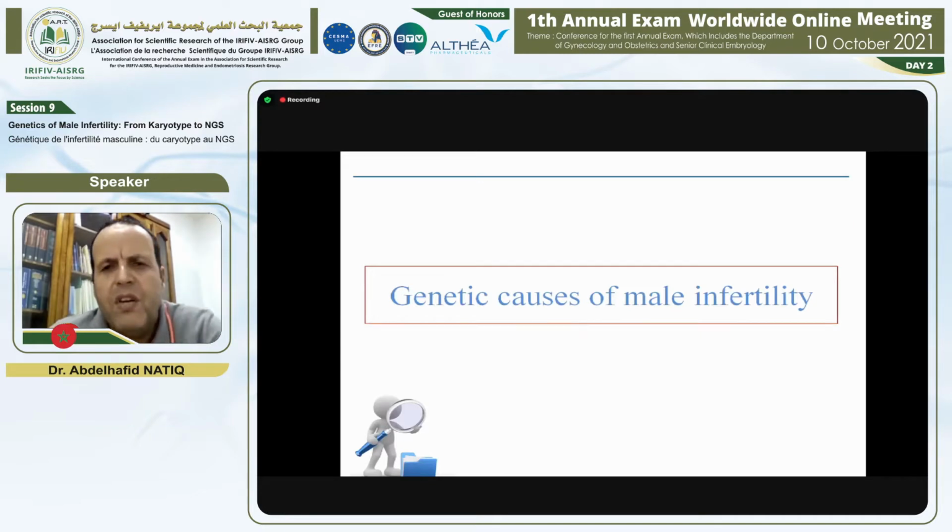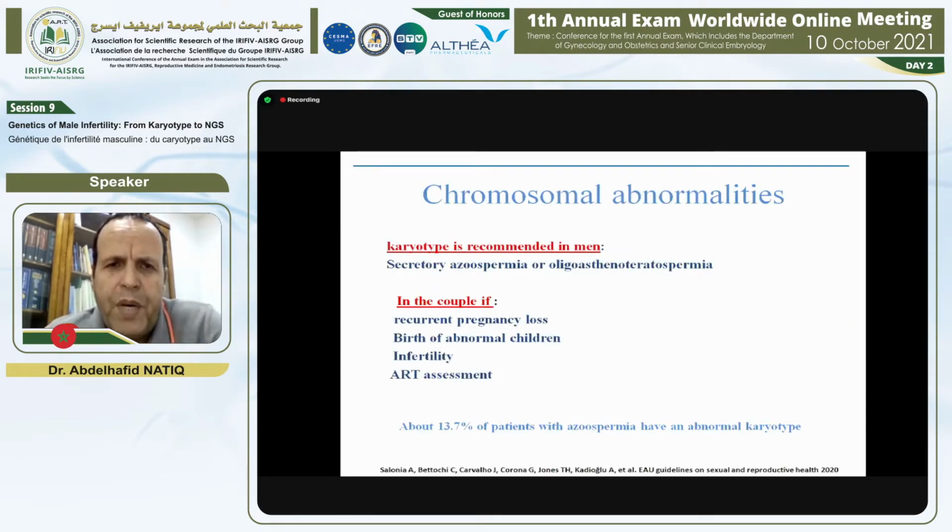For genetic causes of male infertility, we begin with chromosomal abnormalities. Karyotype is recommended in men with secretory azoospermia or oligoastenoteratozoospermia, in couples with recurrent pregnancy loss, birth of abnormal children, or infertility of the couple, and also in ART assessment. In the guideline on sexual and reproductive health 2020, they report that more than 30% of patients with azoospermia have abnormal karyotype.